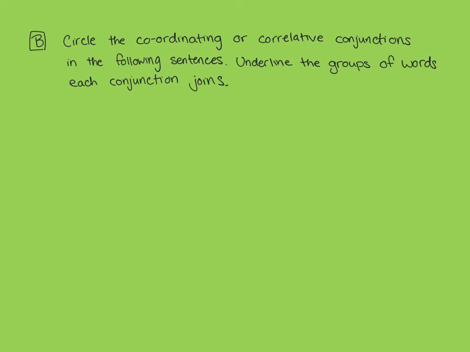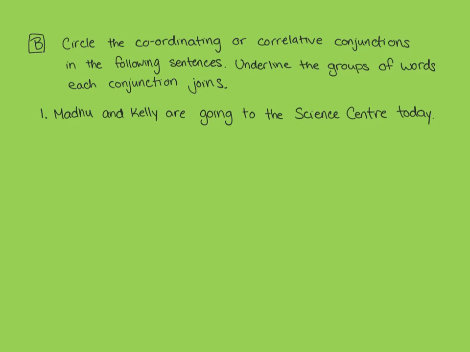Part B asks you to circle the coordinating or correlative conjunctions in the following sentences and then to underline the groups of words each conjunction joins. For the first question, it says that Madhu and Kelly are going to the science center today. So if we look through our list, and is our conjunction, and it is a coordinating conjunction. Now this is going to be a compound subject, so and is combining Madhu and Kelly. So they both get underlined because they're combined. Coordinating conjunctions, there's only one of them. They don't come in pairs. The correlative conjunctions have pairs.